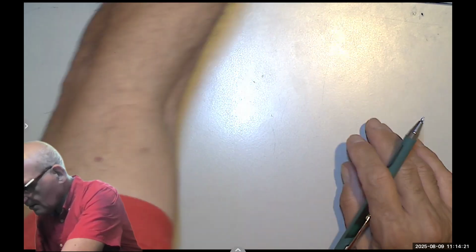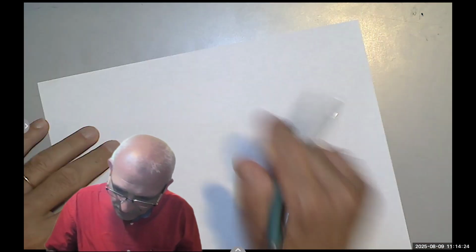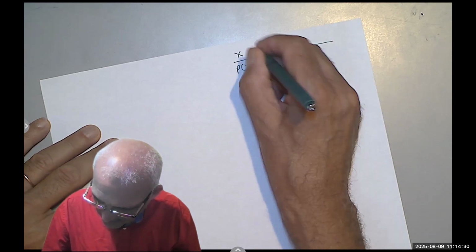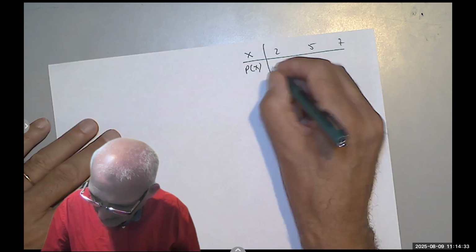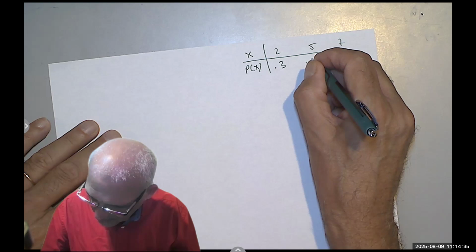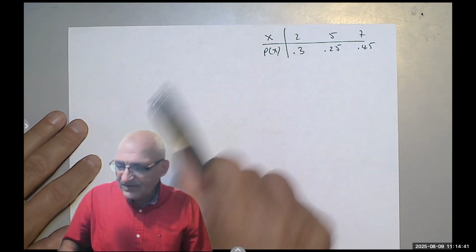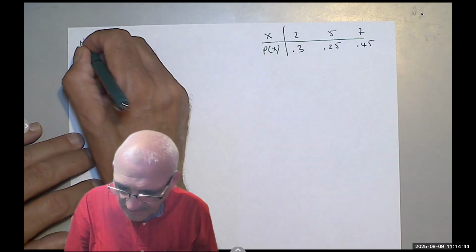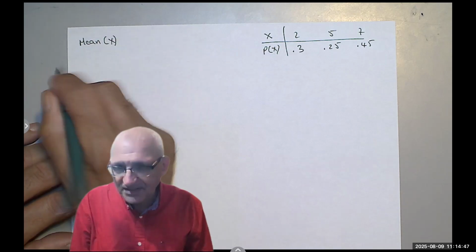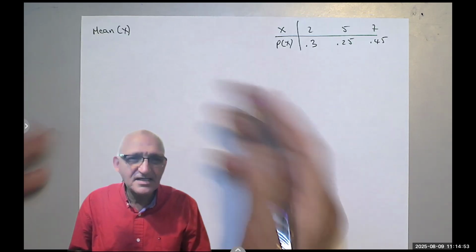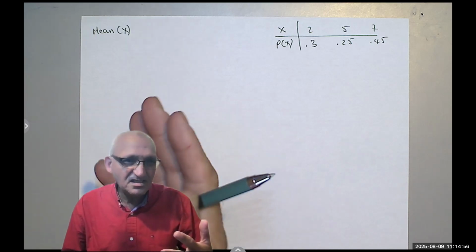Now I'm going to take the same example, because we need to define other stuff. So here we had x and p of x. They were 2, 5, 7. We said 0.3, 0.25, 0.45, right? Now if I ask you, what is the mean of x? First of all, what does it mean? I'm not trying to be mean, but what is the mean of x? Which is basically what we call the average in statistics.